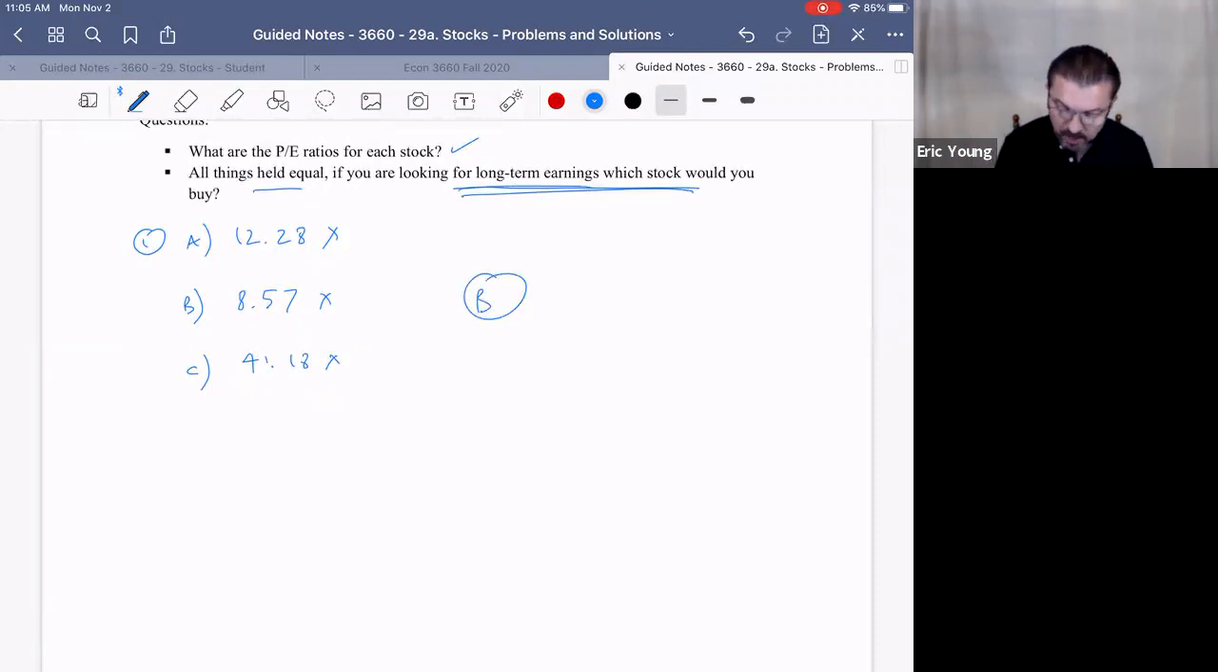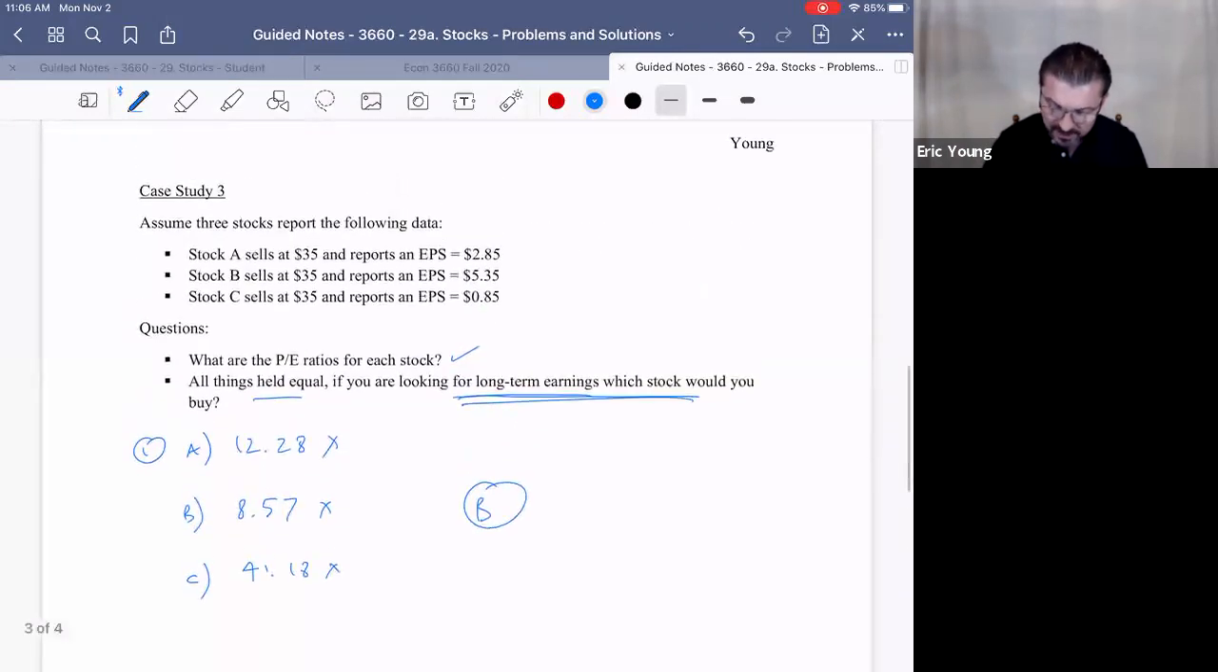It's got a lower PE ratio, which means that I am paying less for $1 of earnings. That's one way to look at it. And again, you can interpret the PE ratio in many different ways. Analysts always do.